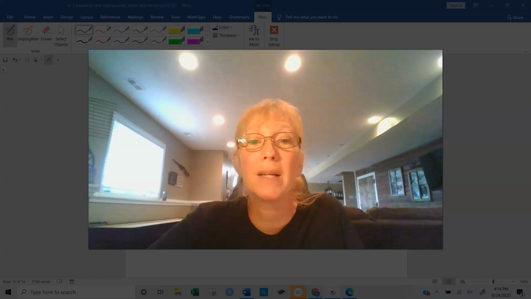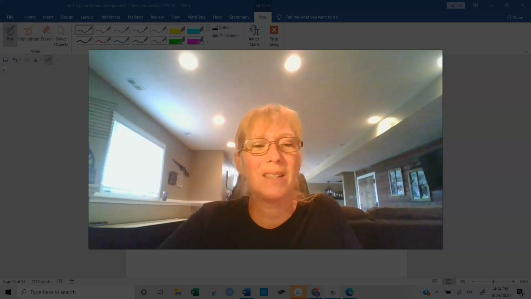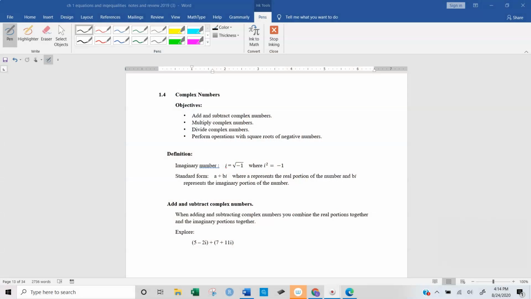We're working with complex numbers. That's where they got the i in, right? Remember the imaginary number? So let's have some fun and see how you do with this. Okay, we're going to add and subtract. We're going to multiply complex numbers. We're going to add, subtract, multiply, divide, and do a few operations with square roots.